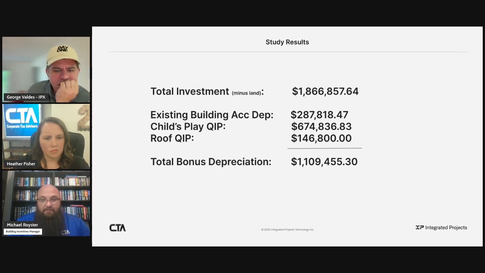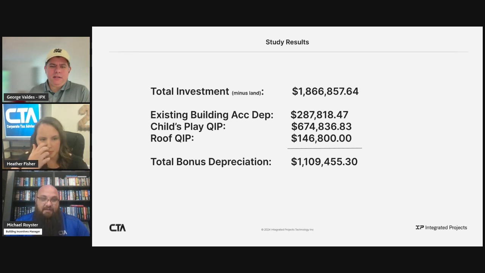So all in all, for this property, they had a total investment into the building basis, so not including the land, of $1.8 million. And then from the existing building cost segregation that we did, they had the $287,000. And then between all of the qualified improvement property work, they ended up having a total depreciation in the first year of owning this building of $1.1 million. And so they're able to take 80% of that, so $820,000 in the first year as a deduction on their taxes.